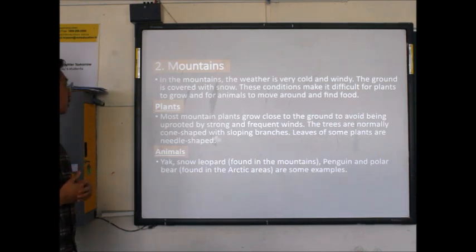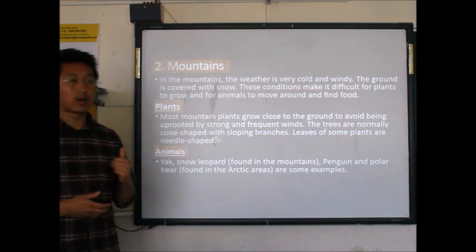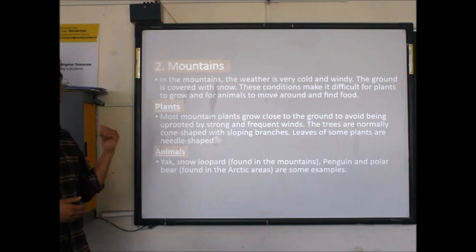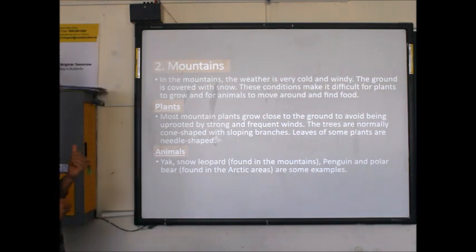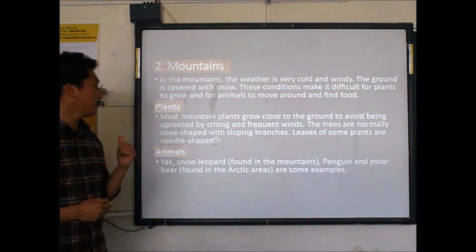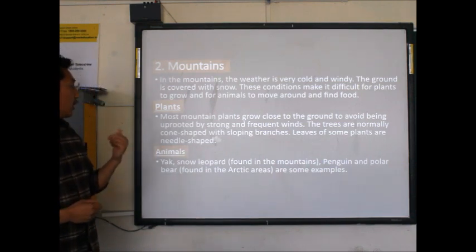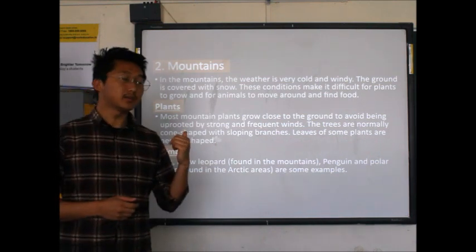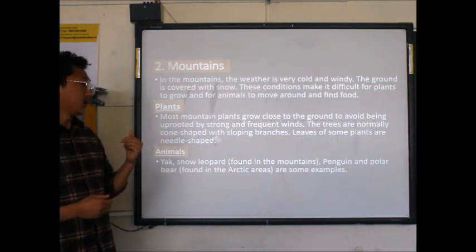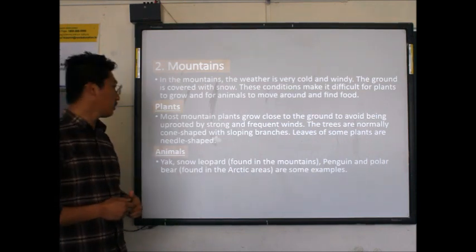Most mountain plants grow close to the ground to avoid being uprooted by strong and frequent winds. The trees are normally cone shaped with sloping branches. Leaves of some plants are needle shaped. We know the example of conifer trees, pine trees; they don't have leaves like other plants. That way, when there is a snowfall in the mountain, less snow is trapped on the trees, so the trees will survive during the cold winters also.